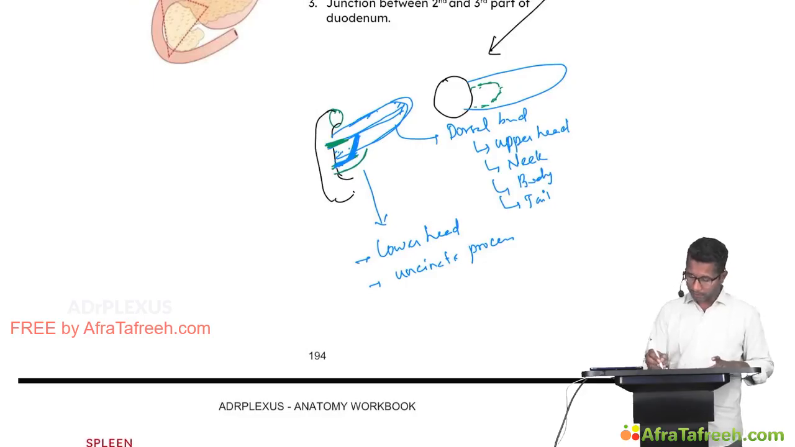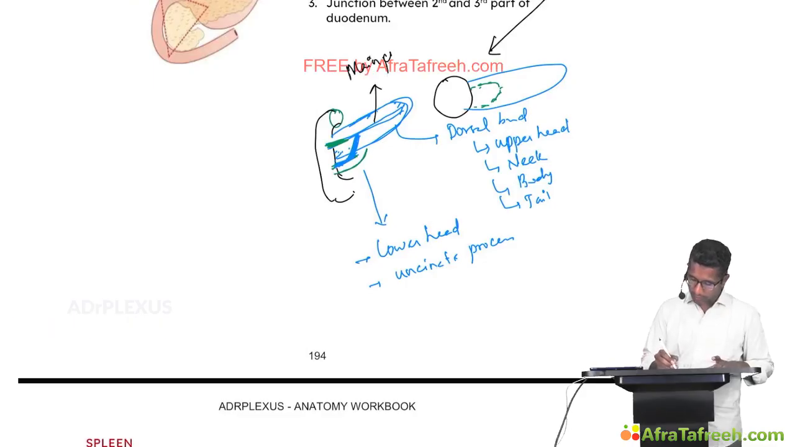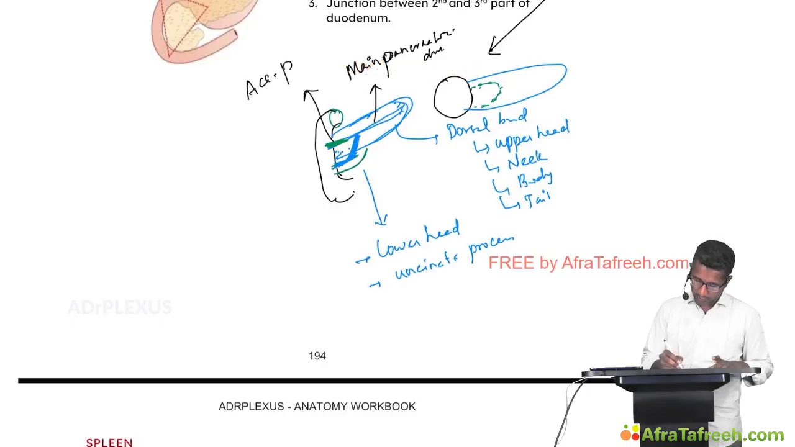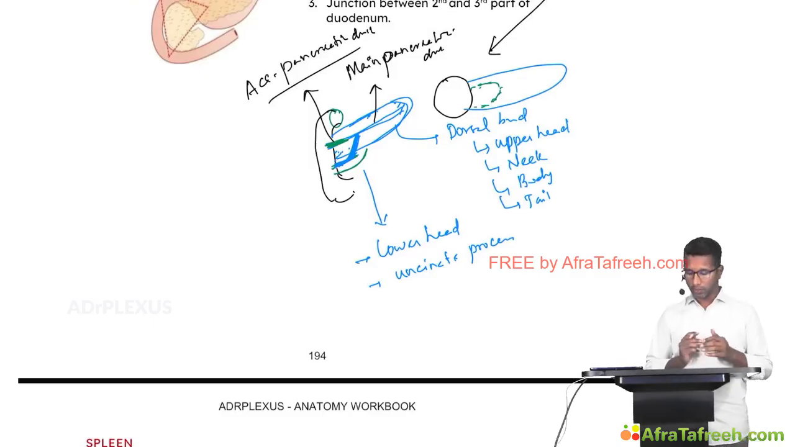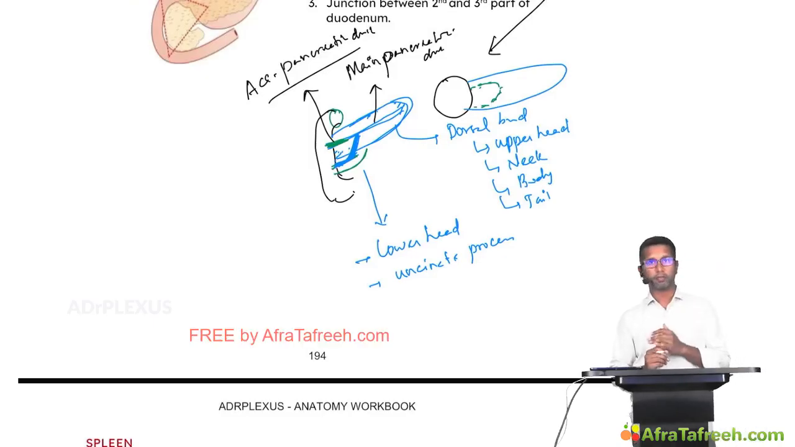So this becomes the main pancreatic duct, and this becomes the accessory pancreatic duct. Okay, fine. So I think you understood the development of the pancreas.